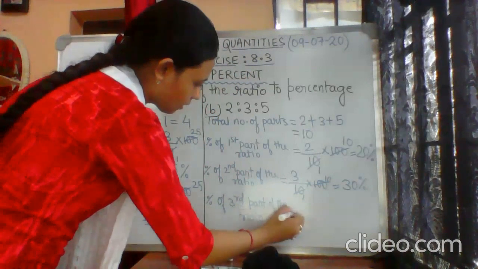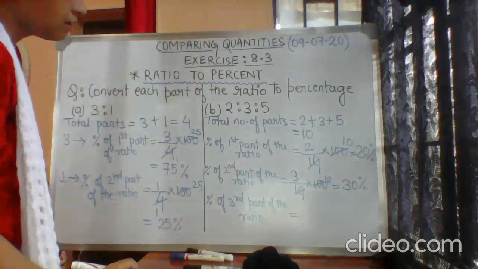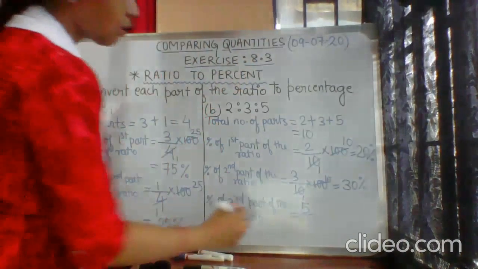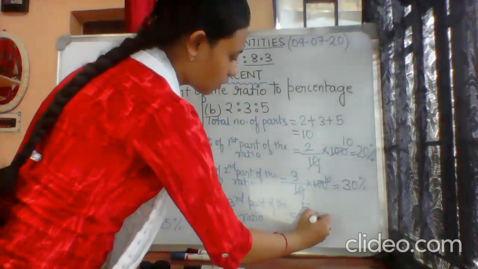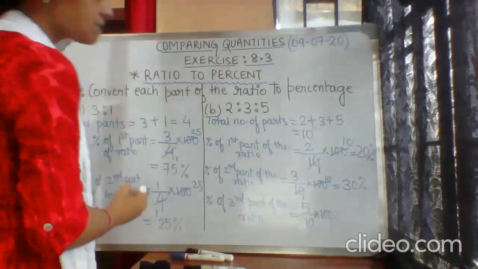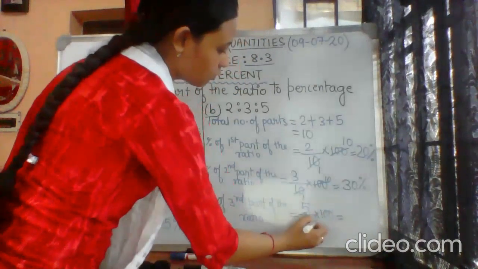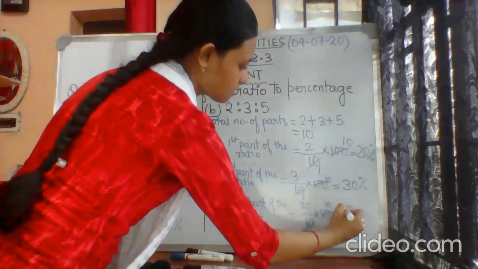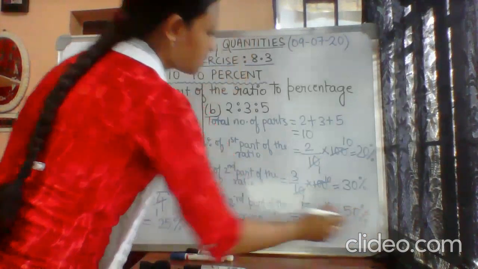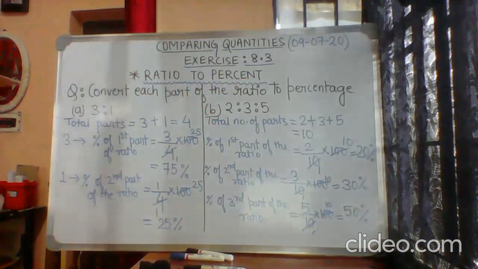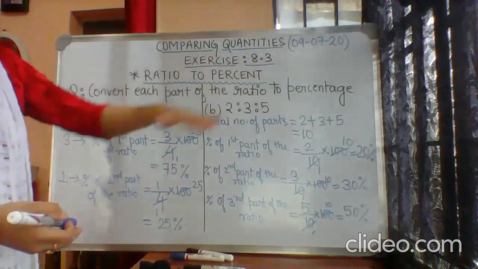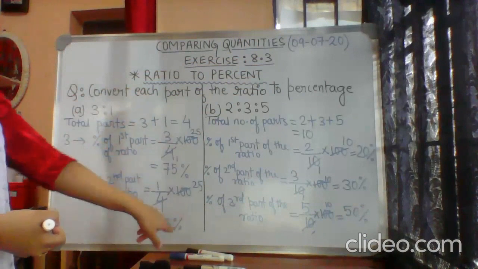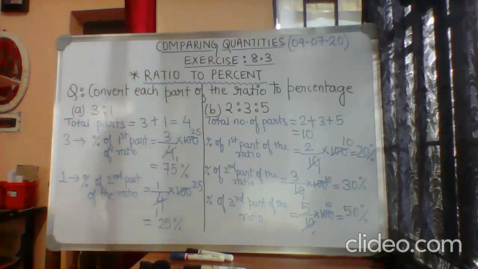Third part, how many parts are there in the third part? 5 parts are there. Out of the total number of parts, how much? 10. Into 100, as we have to find the percentage. 10 ones are 10, 10 tens are 100, so 5 into 10, 50%. So in this way we are going to convert any ratio into percentage. Every part of the ratio, in this way, we can convert into percentage. So I hope it is clear.